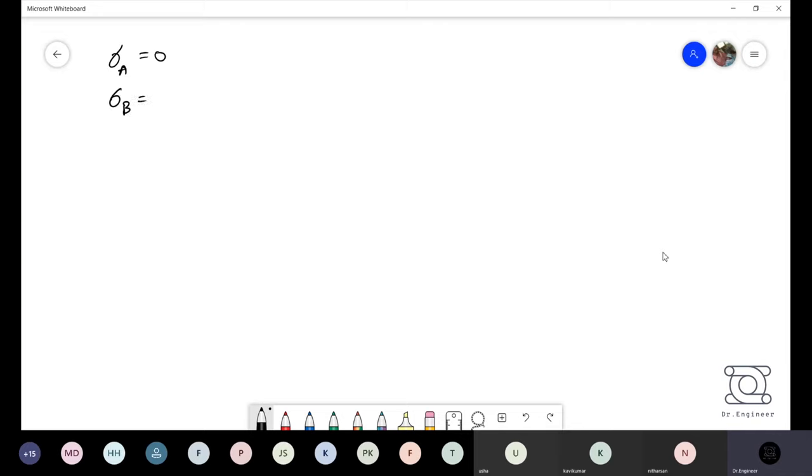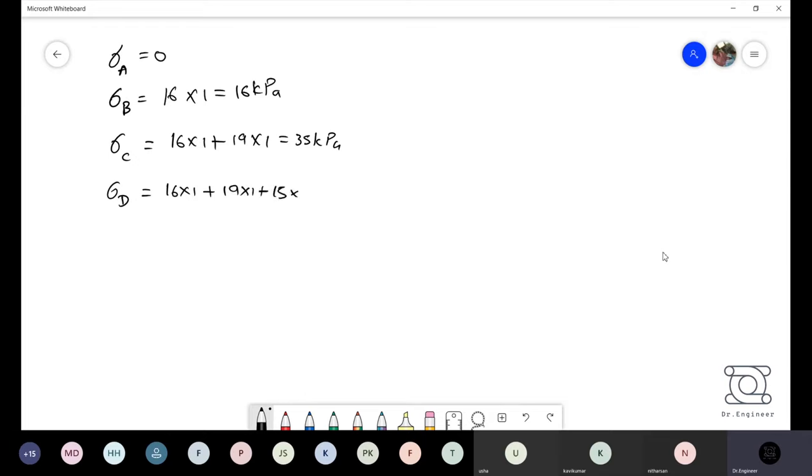At B, sigma B, if you see, it's 16 times 1, so 16 kilopascal. At C, total stress only: 16 times 1 plus 19 times 1, so it's 35 kilopascal. And at D, it's again 16 times 1, plus 19 times 1, plus 15 times 3, so it's totally 80 kilopascal.